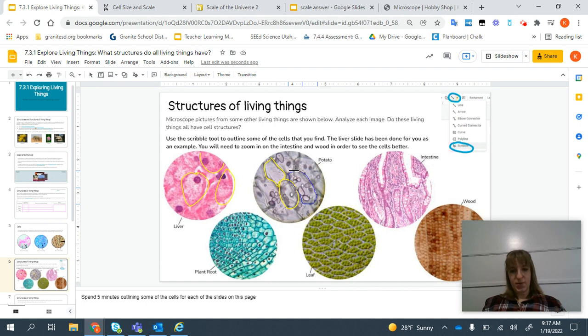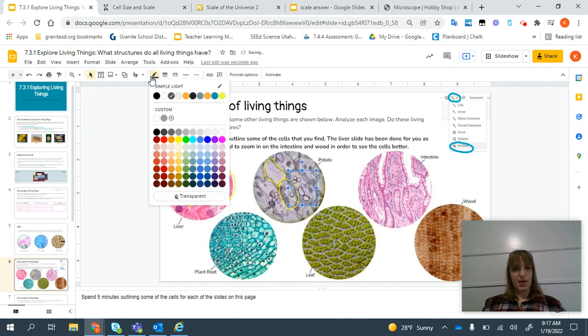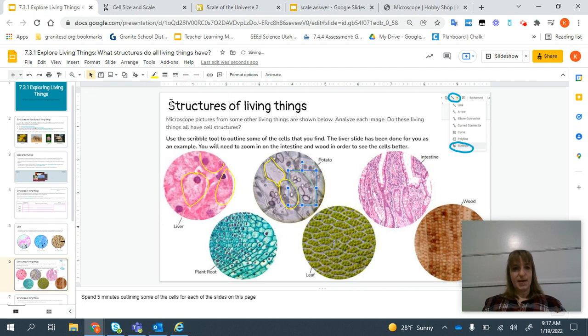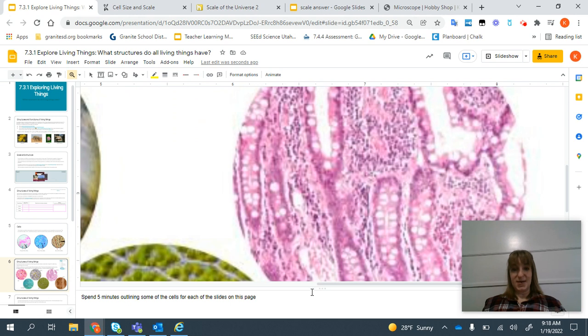So what I want you to do with all of these samples is practice identifying where the cells are in each sample. So just a little bit of a hint about a couple of these. The leaf and the plant root should be pretty easy to see, but the intestine and the wood, you're going to have to increase the magnification a little bit more to see individual cells. So if you look, I've increased the magnification, and now you can see where the individual cells are lined up next to each other.